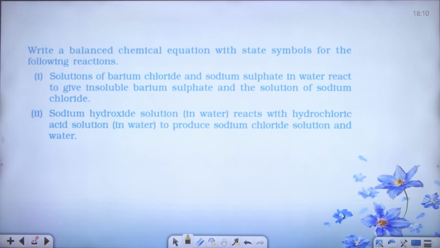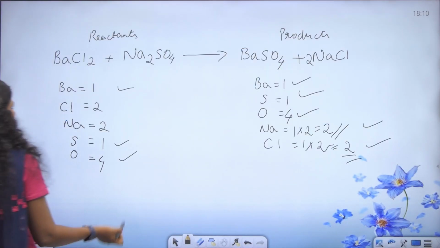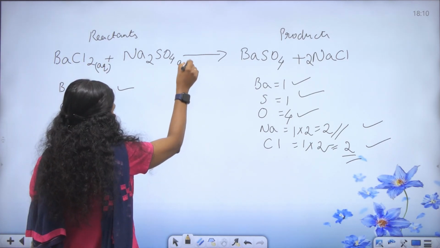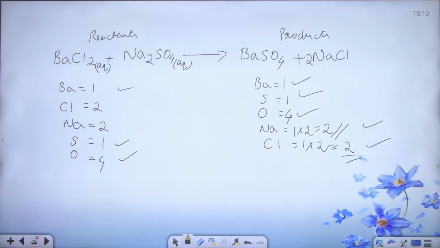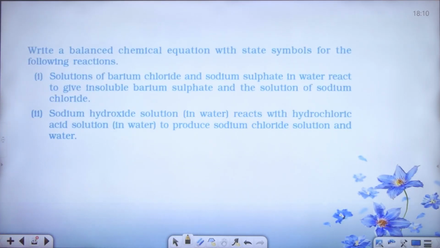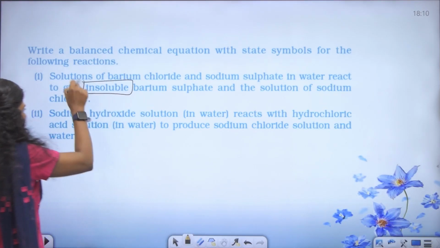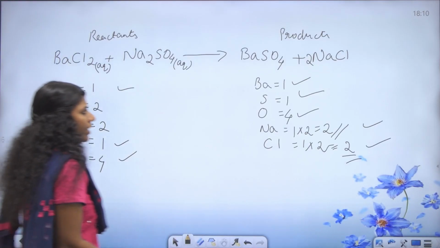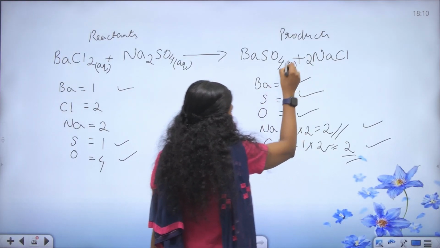Write the state symbols for the following reaction. A solution of barium chloride and sodium sulfate in water. That means these are dissolved in water. Aqueous barium chloride and aqueous sodium sulfate are dissolved in water and will react to give insoluble barium sulfate. Insoluble, that is, it will precipitate out. Insoluble means barium sulfate is in the solid state.